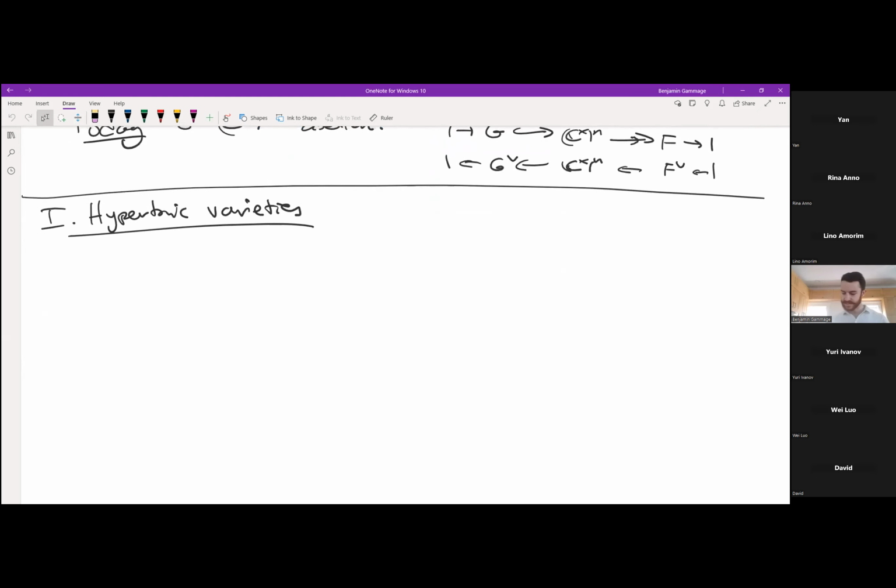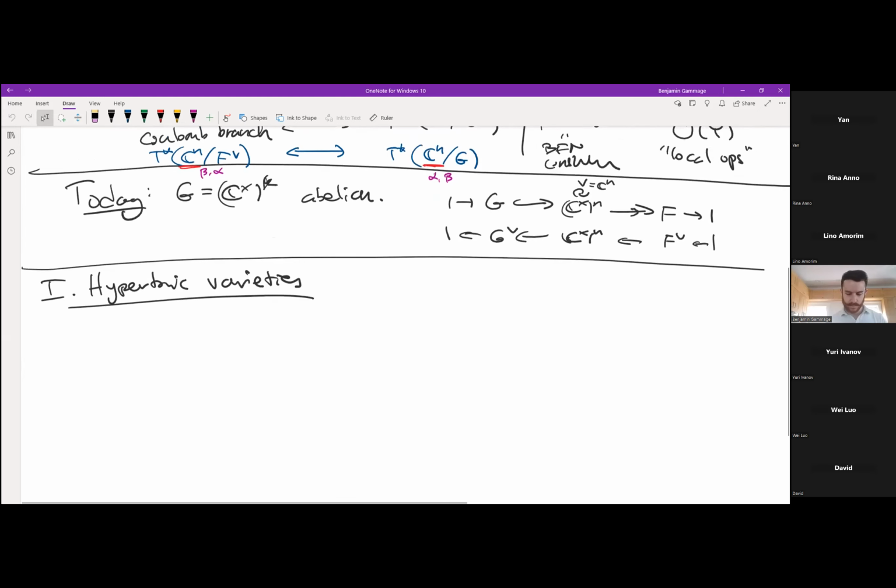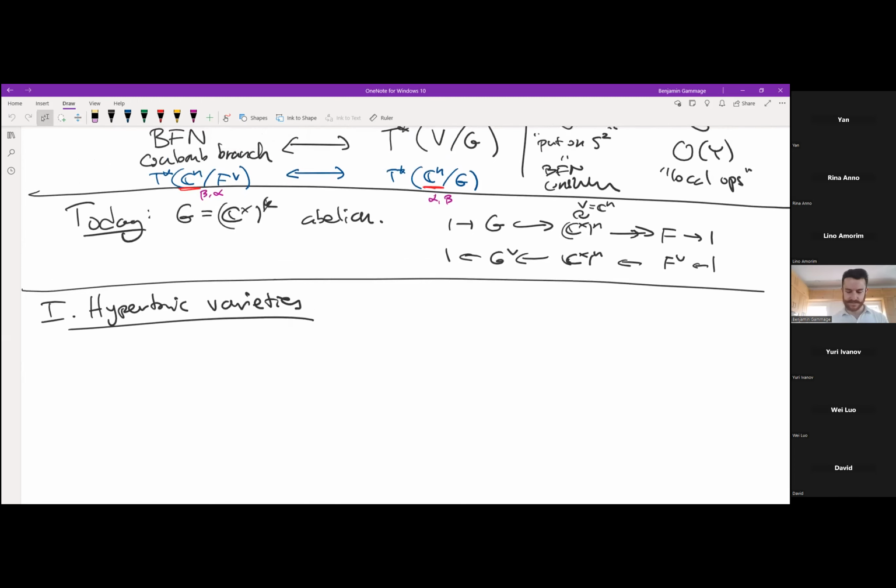So what are these varieties? As I said, we're looking at this T star of C to the n mod G here. So let me start by looking at T star C to the n. There's a C star to the n action on this, as I said, and G is a subtorus here. The C star to the n action is of course Hamiltonian, because it's acting on the C to the n on the base of the cotangent bundle. So that gives me a Hamiltonian action on the whole cotangent bundle. So it has a moment map.